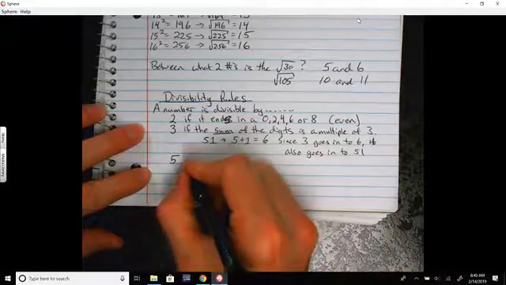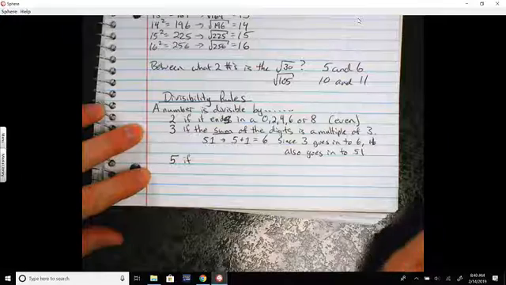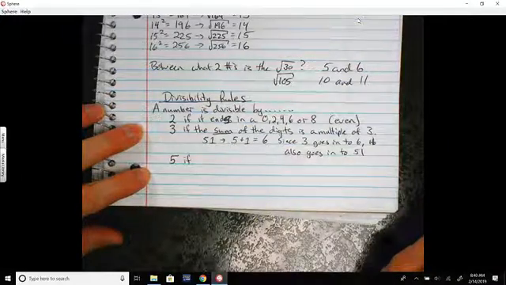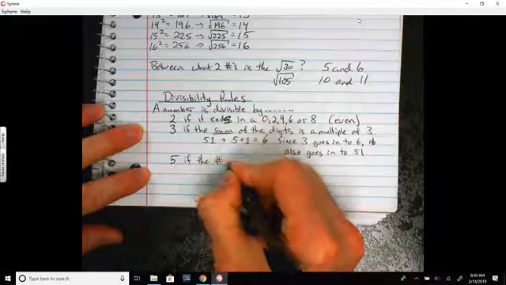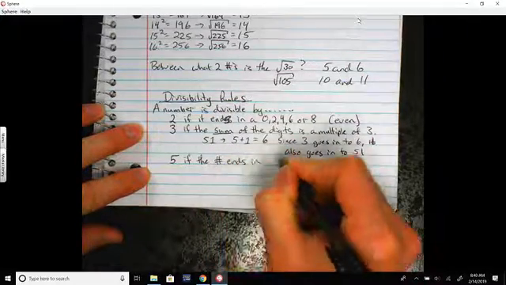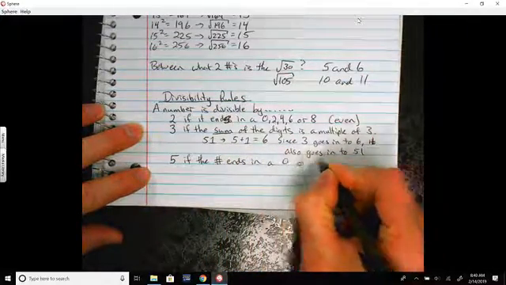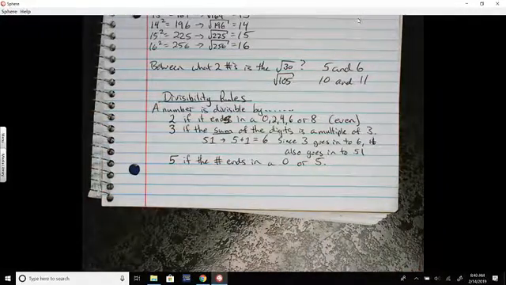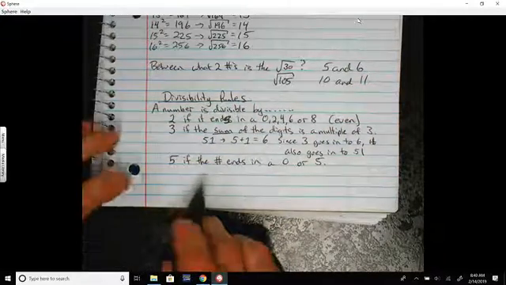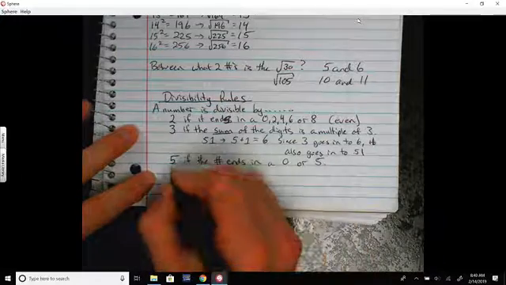Okay, what about 5? How do you know 5 goes into a number? It ends in a 0 or a 5. Yep. Okay, 5, if the number ends in a 0 or a 5.